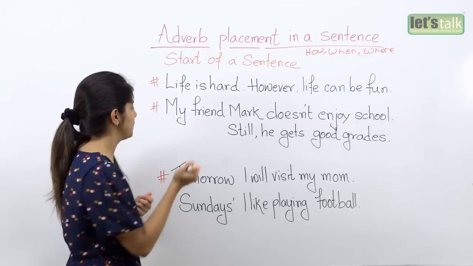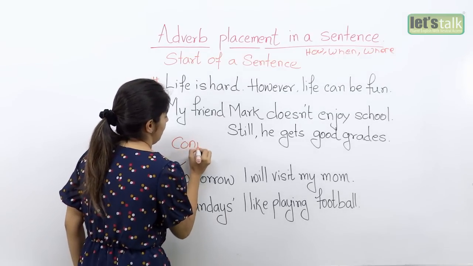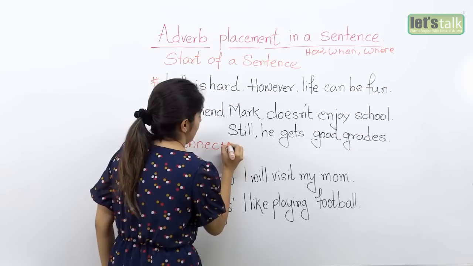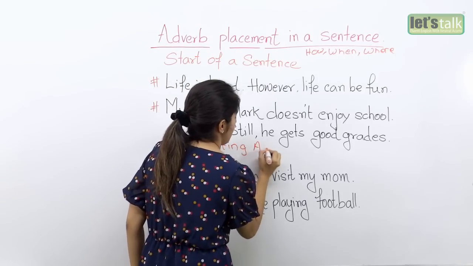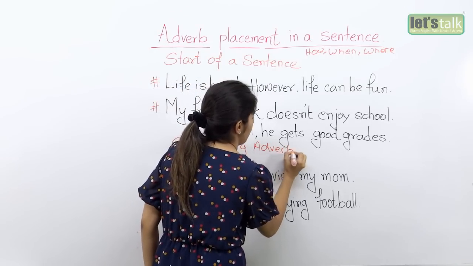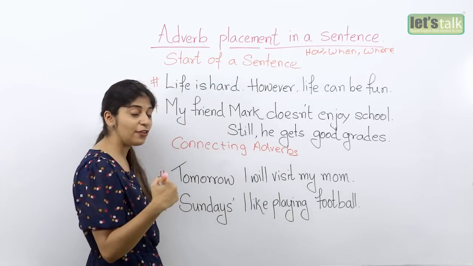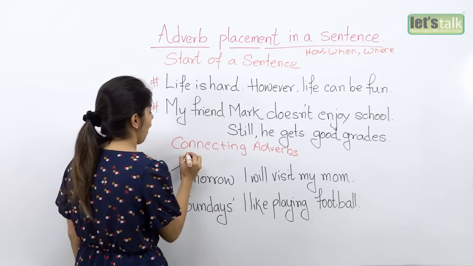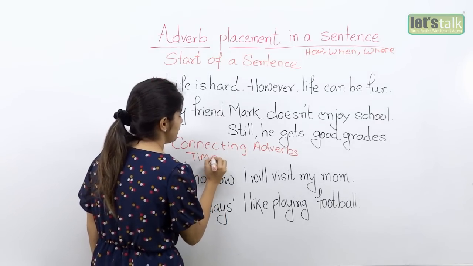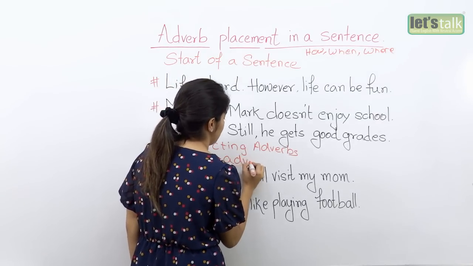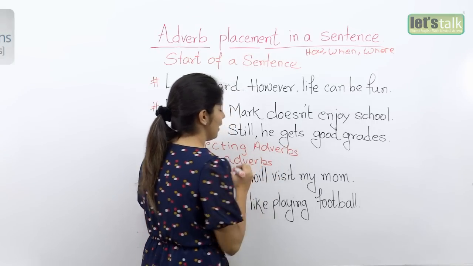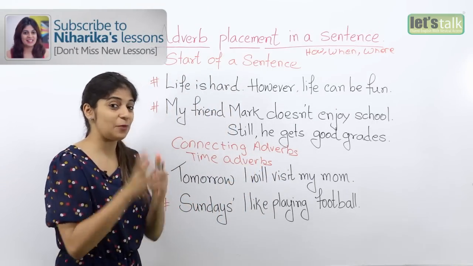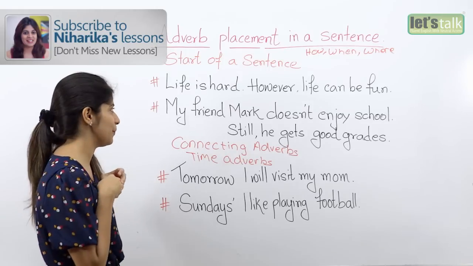Now, in the beginning, when you use an adverb, the types of adverbs that you use are connecting adverbs, and another type of adverbs that you end up using at the beginning of the sentence are the time adverbs. Now let's look at some examples that would help you to understand this better.